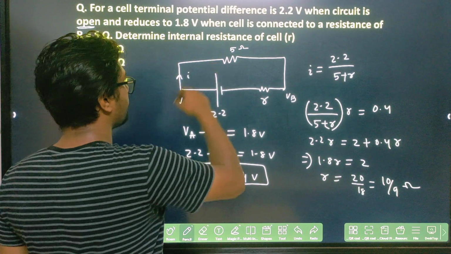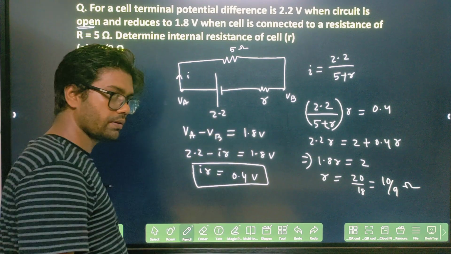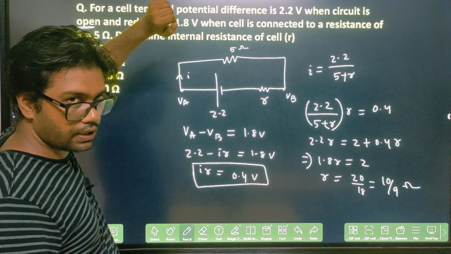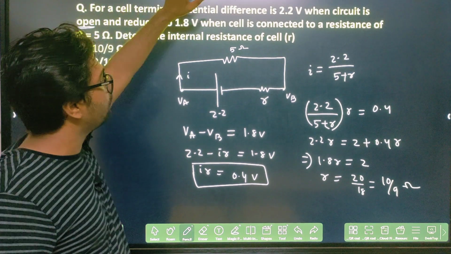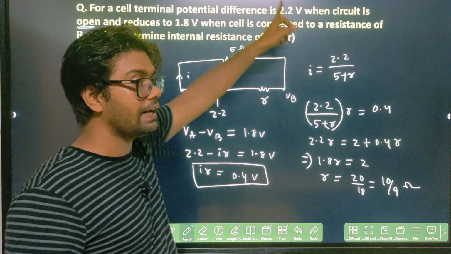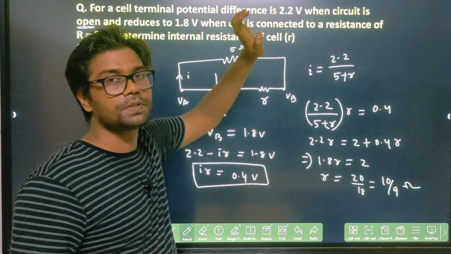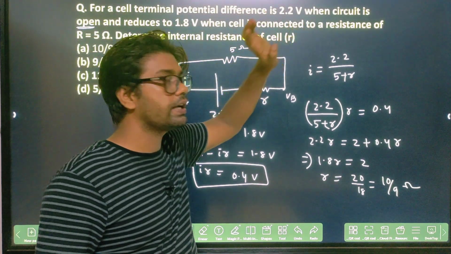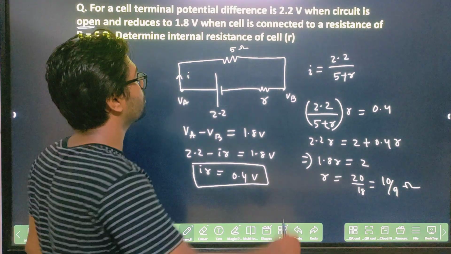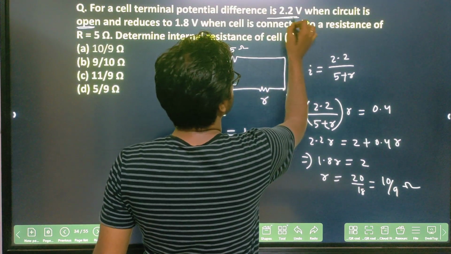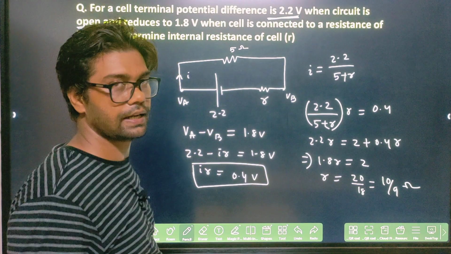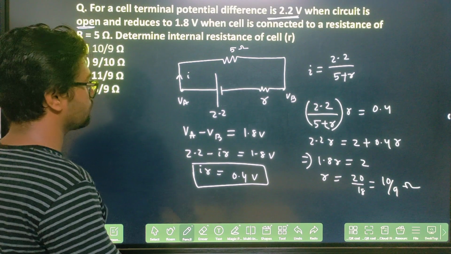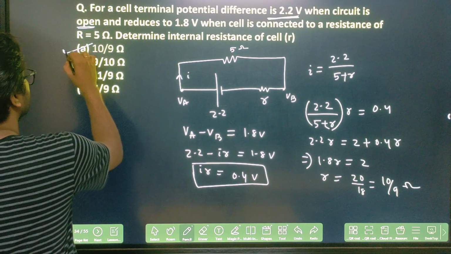How did I get it? I just applied that VA minus VB equals 1.8 volt, because now the terminal potential is 1.8 volt, but they didn't directly tell that the EMF of the cell is 2.2 volt. Indirectly they tell that the EMF is 2.2 volt, because they say the terminal potential is 2.2 volt when it is open circuit. So you have to know by this language that they are talking about the EMF of the cell. Clear? Now go to the next question. Sorry, this will be 10 by 9, right? So option 1 will be correct.